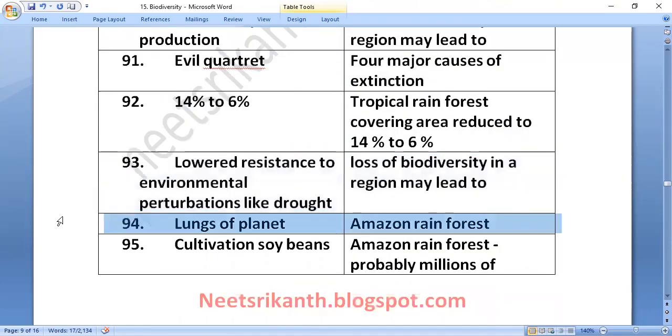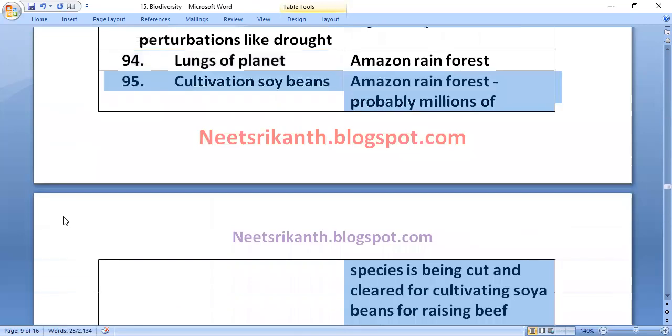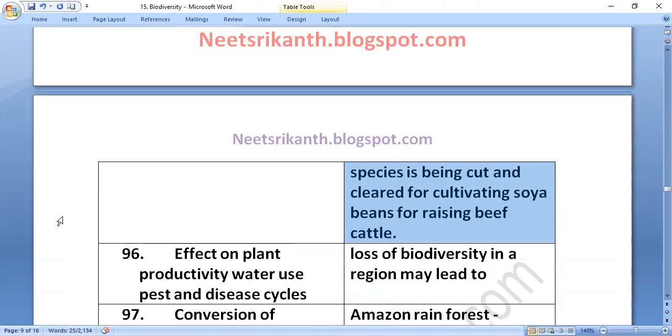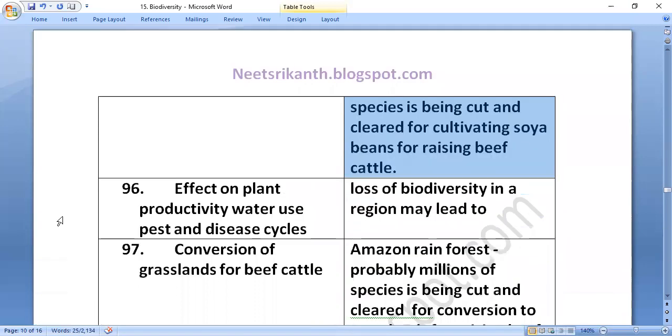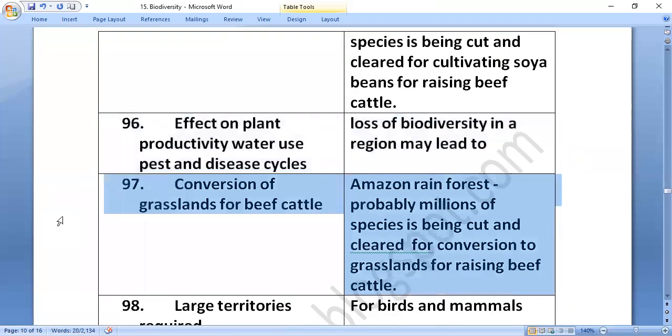The Amazon rainforest is considered the lungs of the planet. Probably millions of species are being cut and cleared for cultivating soya beans and raising beef cattle. Loss of biodiversity in a region may lead to effects on plant productivity, water use, and pest and disease cycles.